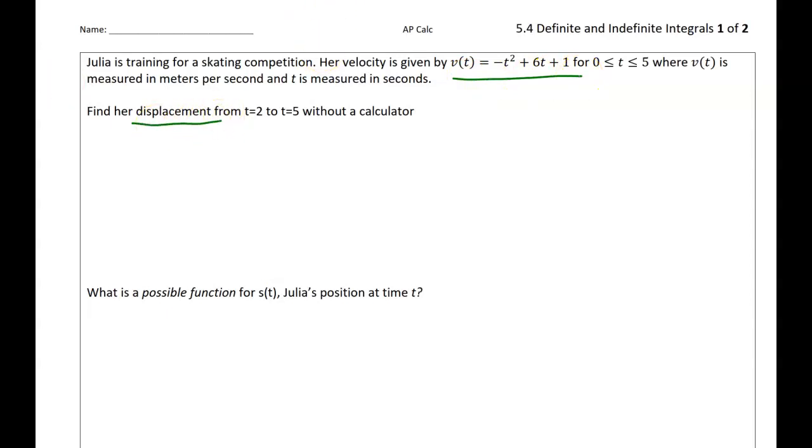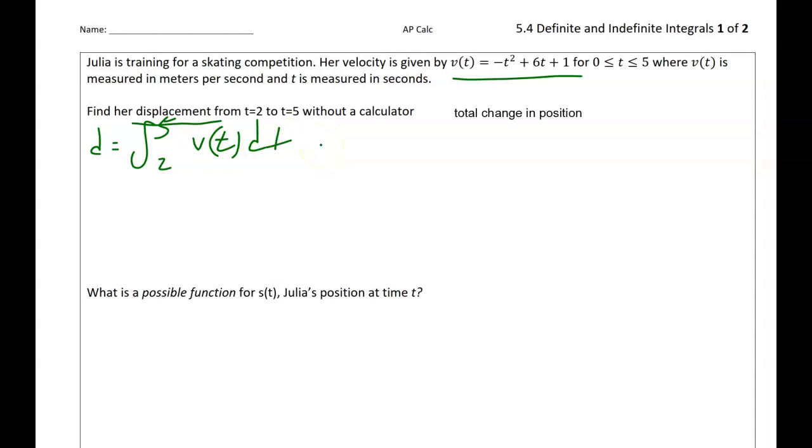So displacement, as we remember, is the total change in position, right? So how far did we move from 2 to 5? To answer this question, we need an integral, right? I'd say my displacement d is equal to the integral from 2 to 5 of v of t dt. So the total change in position would be the integral here.